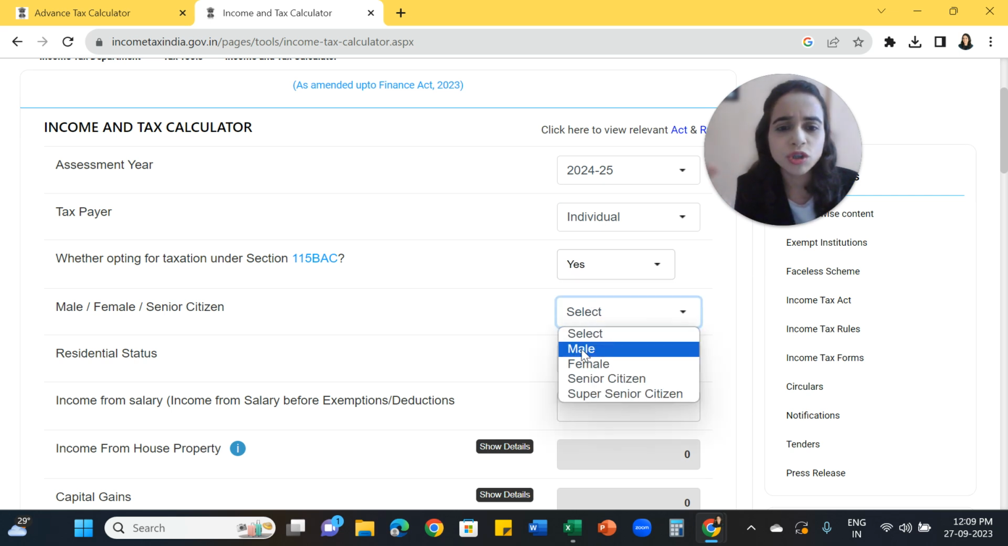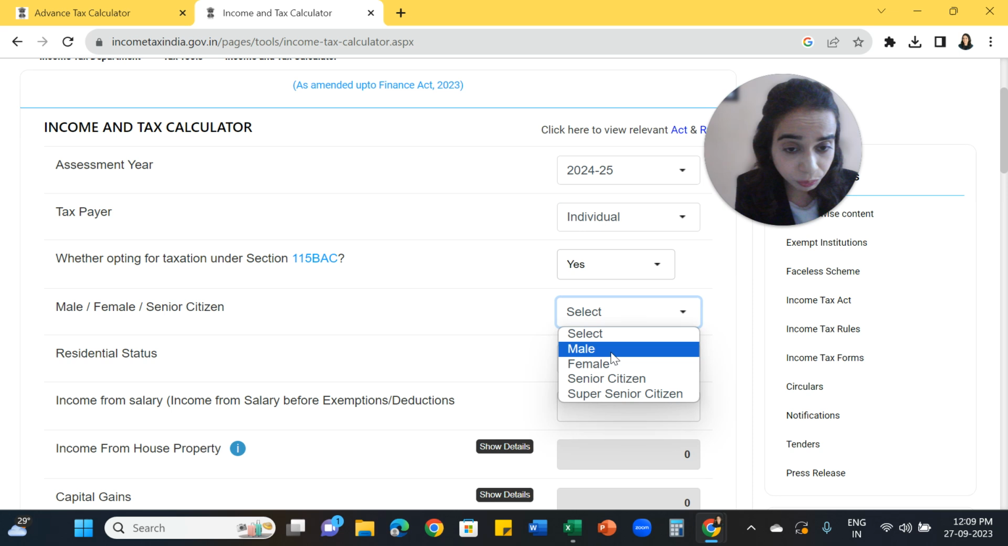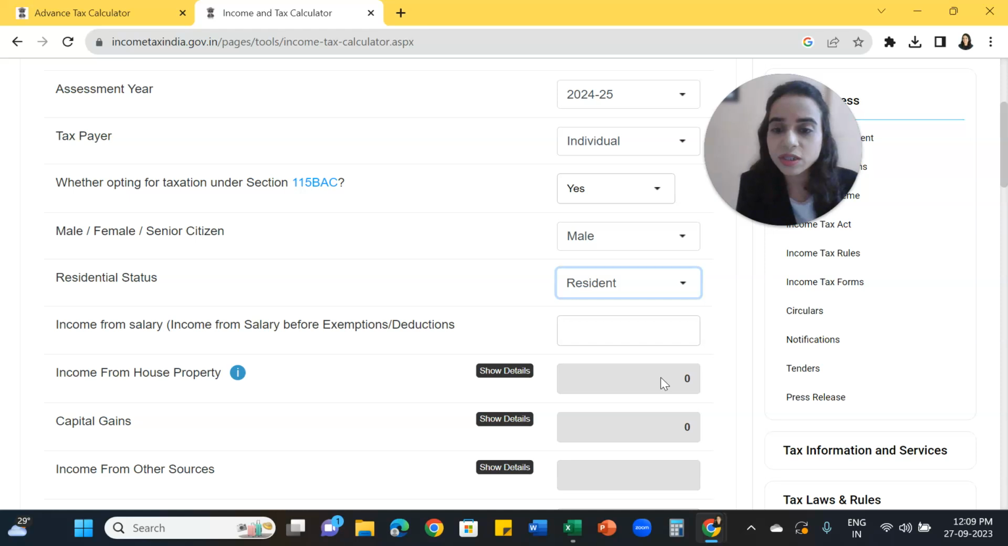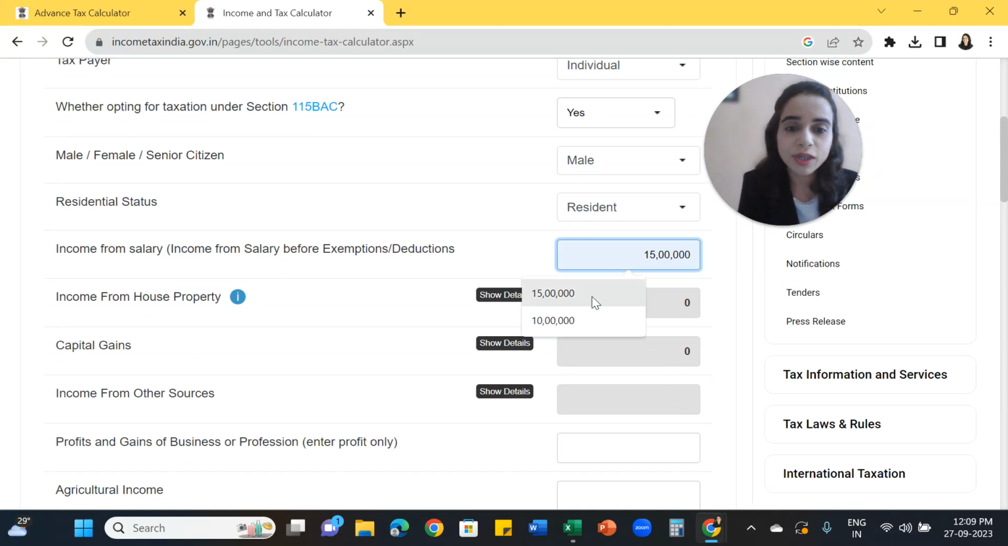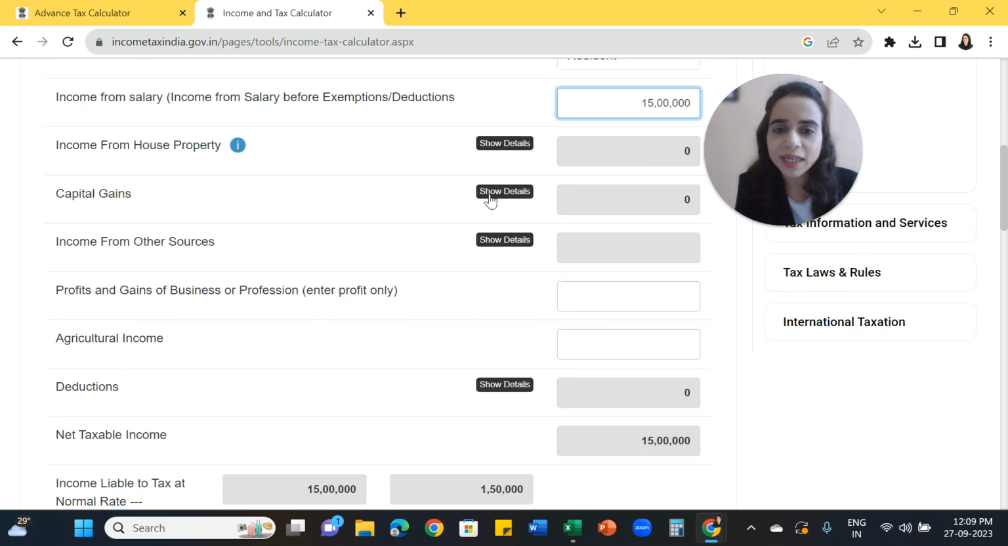That doesn't matter much. Male, female doesn't matter much. For senior citizen or super senior, the tax slabs will be different. So whatever data I put in, the income tax website will consider those slabs and calculate tax accordingly. Residential status, I'm a resident, and income from salary. For example, I say my salary is 15 lakhs. All right, I'll leave other house property and capital gains.